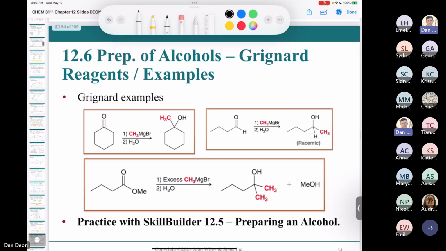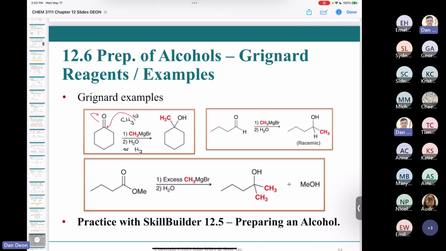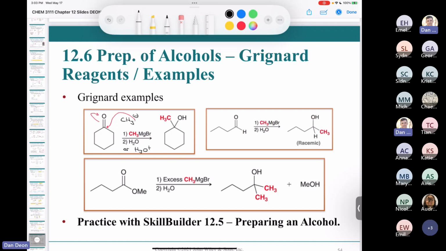So here are some examples of Grignard reactions. Now, the way that you're going to master it is by practicing it. But here are some quick examples. Let's say we were to take cyclohexanone, this compound here, and treat it with methyl magnesium bromide or methyl Grignard. What that means is that the methyl group is going to act as a nucleophile, right? It's going to do a nucleophilic attack, and you're going to convert that ketone after protonation with water or aqueous acid to a tertiary alcohol.